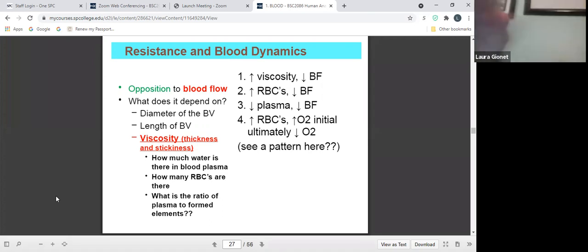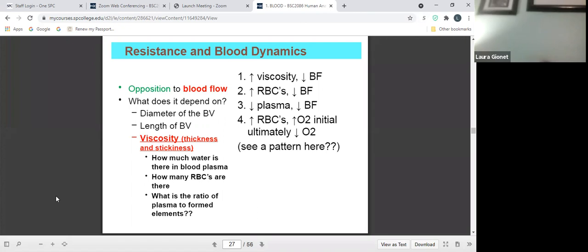The length of the blood vessel. The shorter the distance the blood has to move through a vessel, the less opportunity to slow down and develop friction against the inner blood vessel wall. And so if it only has to travel 3 millimeters, that is very different than having to travel 10 millimeters. So the longer the vessel, the more resistance and opposition to blood flow. The shorter, the better, right? The less opportunity. So viscosity is another variable.